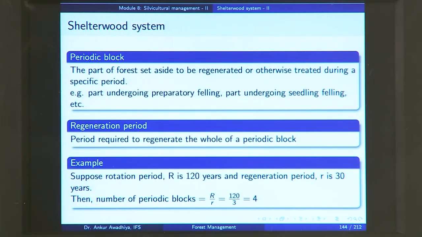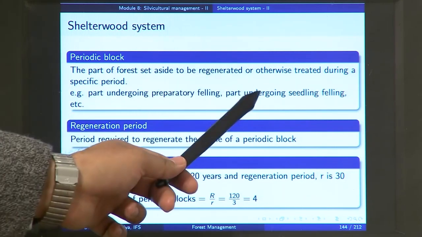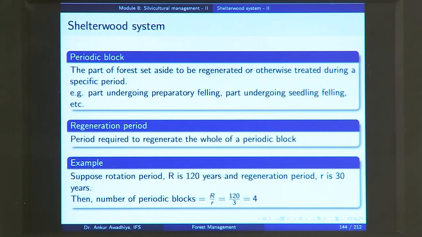Now, this period is not necessarily a single year, but it can be say 10 years, 20 years, 30 years or so on. But during one period, you will be doing the treatment in one periodic block. So, for example, the part undergoing preparatory felling is a periodic block, the part that is undergoing seeding felling is another periodic block, and so on.